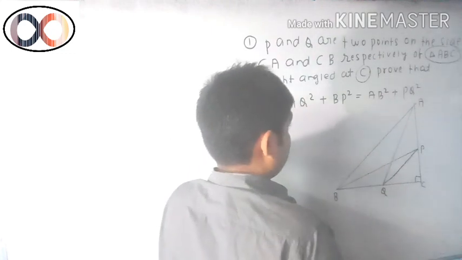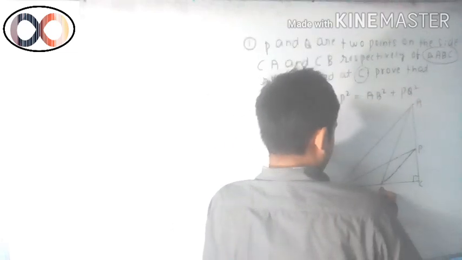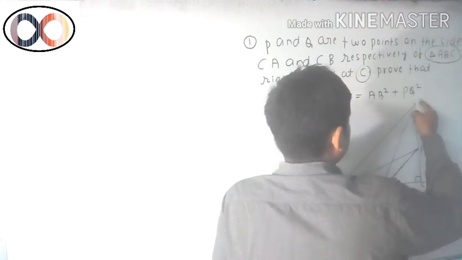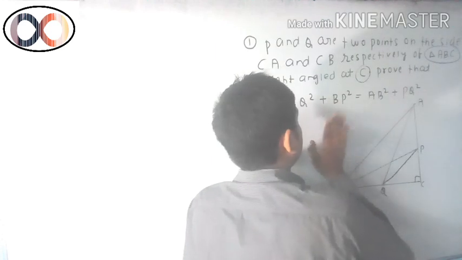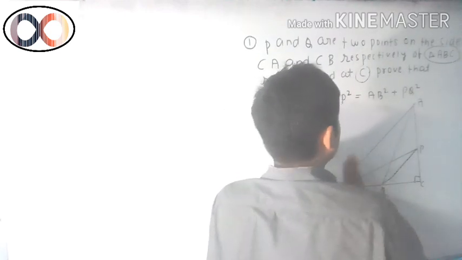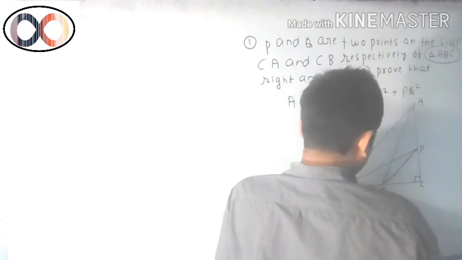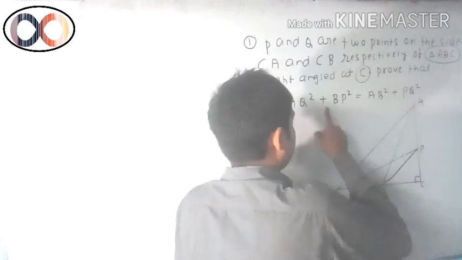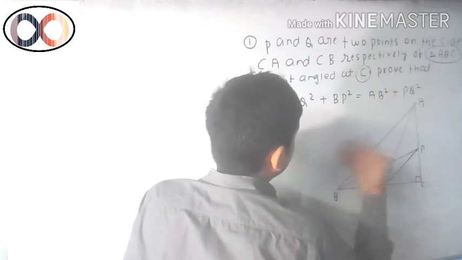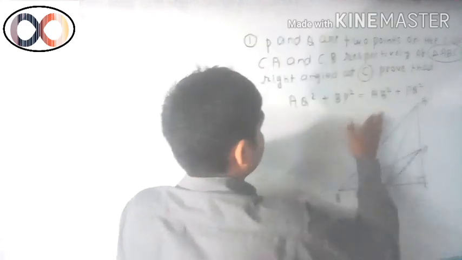How will we find it? Suppose you can see AQ square. If you want to find AQ square, then you will have to take triangle ACQ. And if you want to find BP square, please check here BP, so you will have to take triangle BCP. After that we will add, because this is the symbol of addition. Then we will reduce the RHS term, so that we will get AB square plus PQ square.